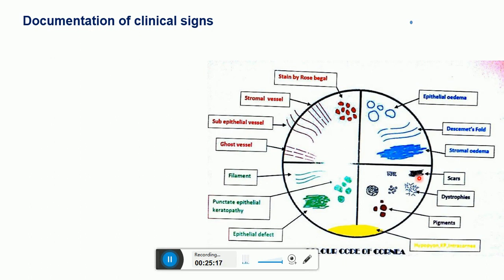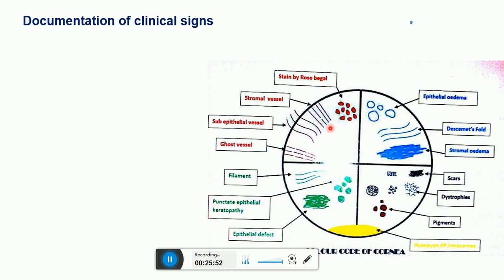Epithelial edema is represented by fine blue circles. Stromal edema is blue shading. Folds in Descemet membrane are wavy blue lines. Hypopyon is in yellow. Blood vessels are added in red. These are the blood vessels.